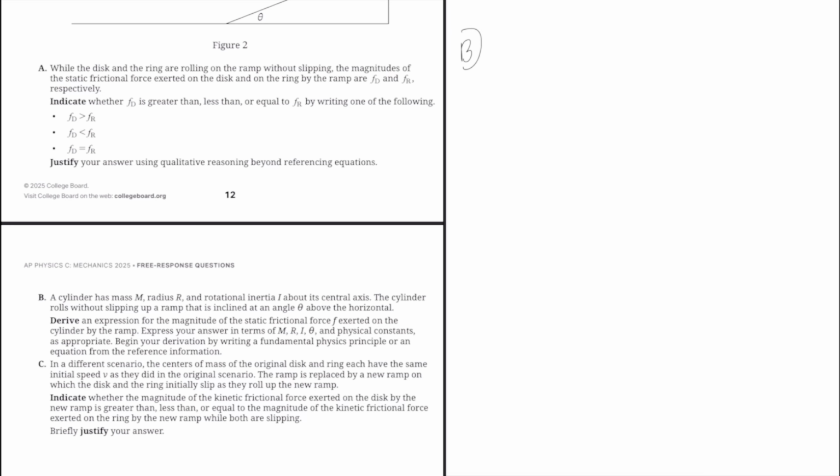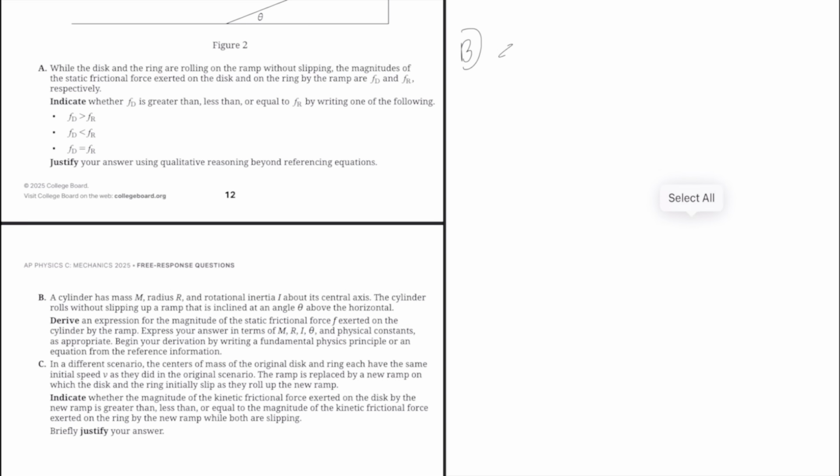A cylinder has mass m, radius r, and rotational inertia I about its central axis. The cylinder rolls without slipping up a ramp that is inclined at an angle theta above the horizontal. Derive an expression for the magnitude of the static frictional force exerted on the cylinder by the ramp. Express your answer in terms of these things and physical constants as appropriate.